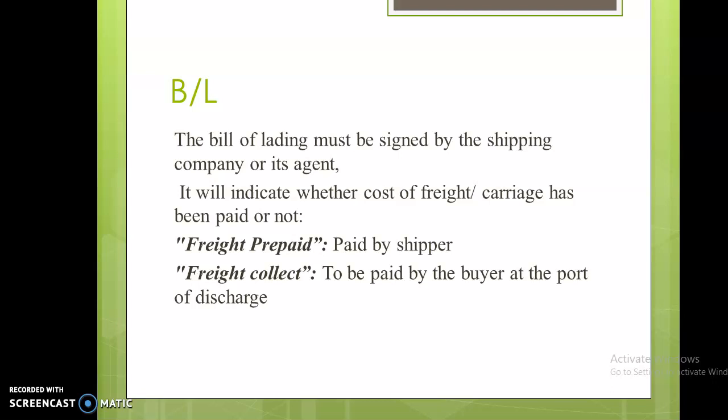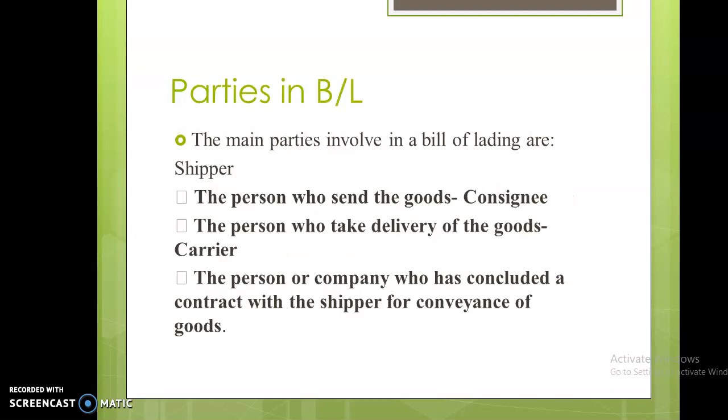So the bill of lading contains two clauses: freight prepaid and freight collect. Freight prepaid means it is already paid by the exporter, and freight collect means it will be paid by the importer when he is taking delivery of the products.